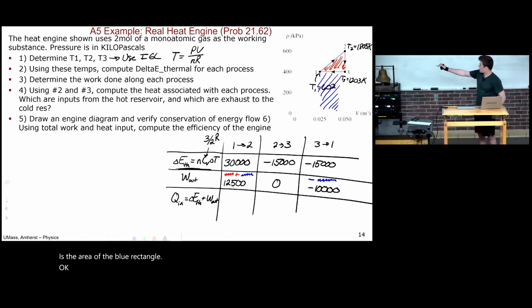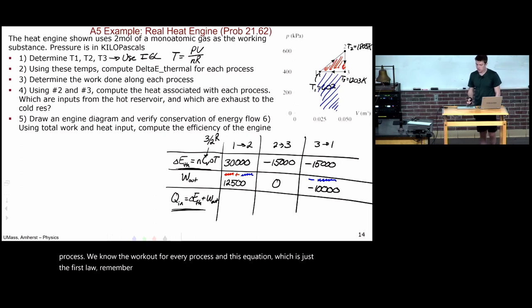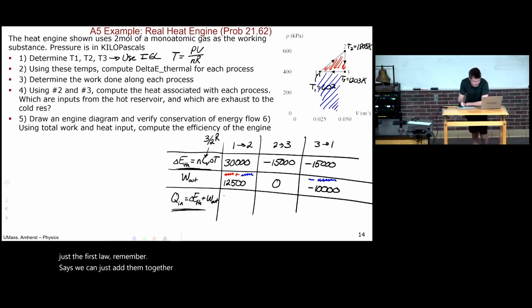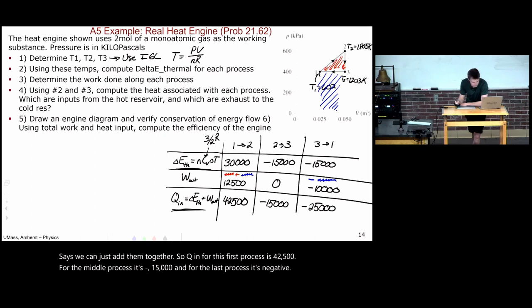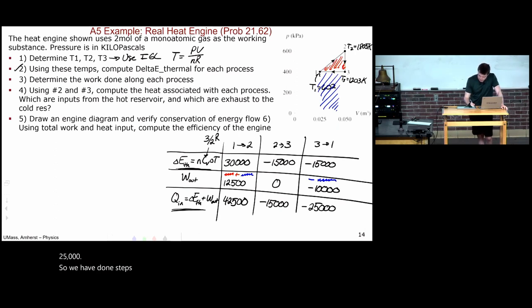Okay, now we can get Q for each process. We know the delta E thermal for every process, we know the work out for every process, and this equation, which is just the first law, remember, says we can just add them together. So Q in for this first process is 42,500. For the middle process, it's negative 15,000, and for the last process, it's negative 25,000. Okay, so we have done steps 2, 3, and 4. I suppose we've done most of 4.